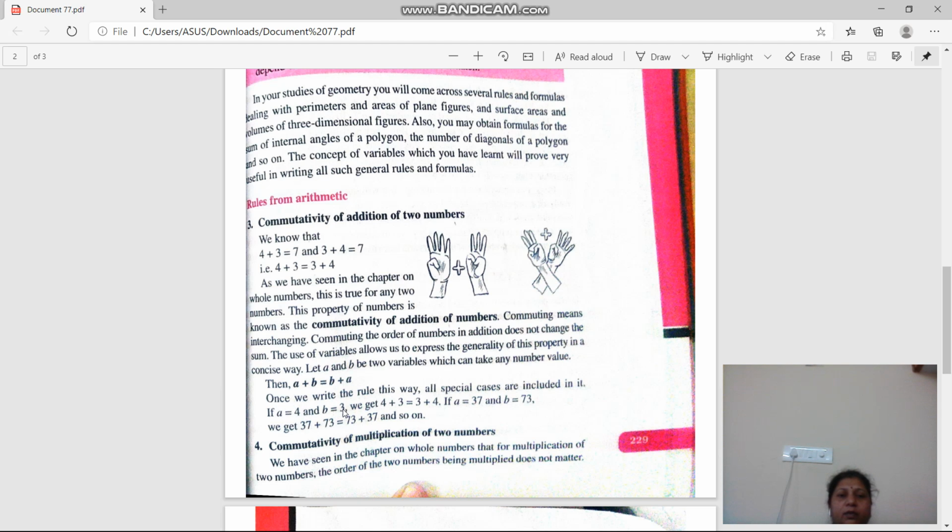If a is equal to 4 and b is equal to 3, then we get 4 plus 3 is equal to 3 plus 4. Not only one digit numbers, we can take two digit numbers also. If we take 37 plus 73, we get 37 plus 73 is equal to 73 plus 37. Take 12 plus 90 and 90 plus 12; we get the same answer. Instead of taking particular numbers, we have taken the two variables. Okay, let's start the next.